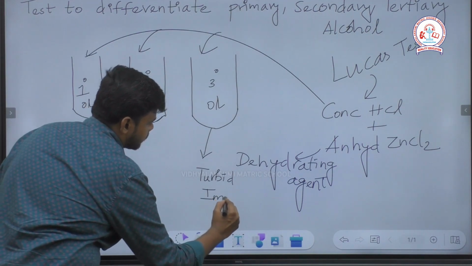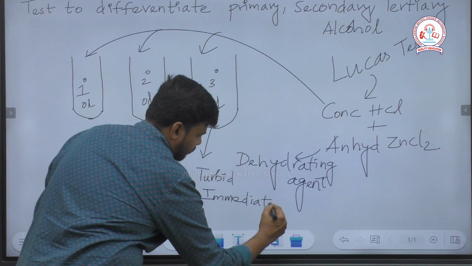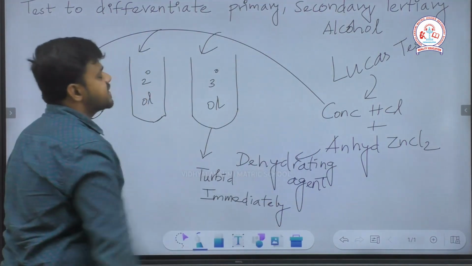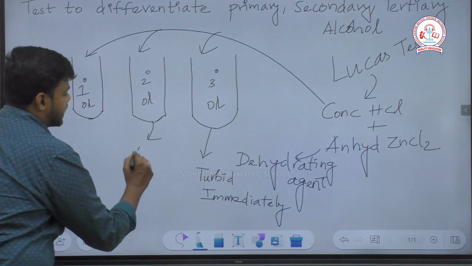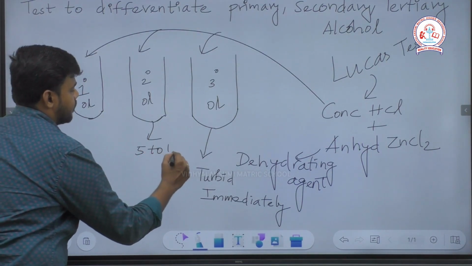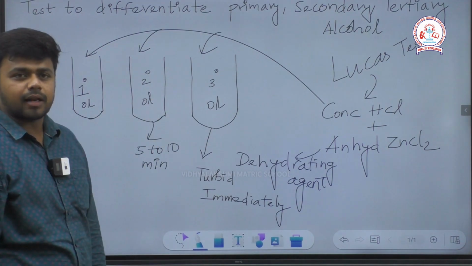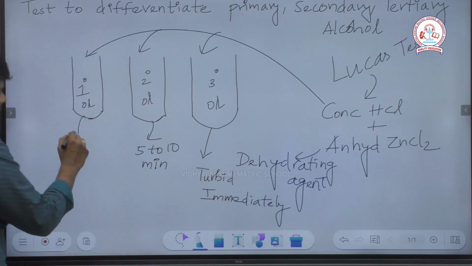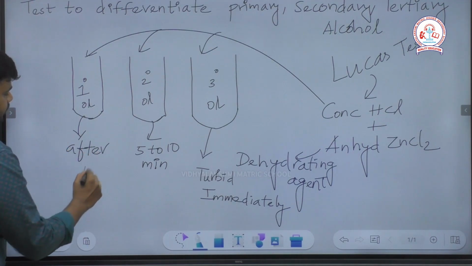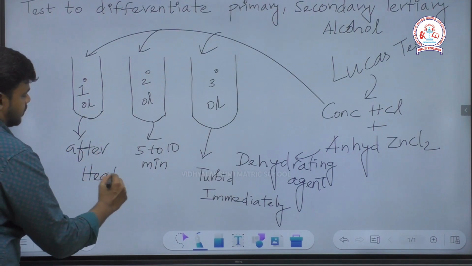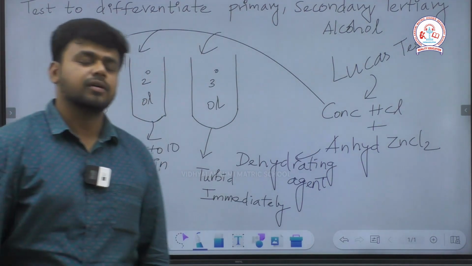turbid immediately, it means that it's a tertiary alcohol. If you get turbidity in 5 to 10 minutes, it is a secondary alcohol. If turbidity appears after heating, it's a primary alcohol, right?